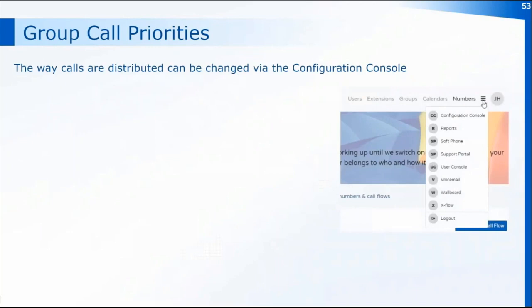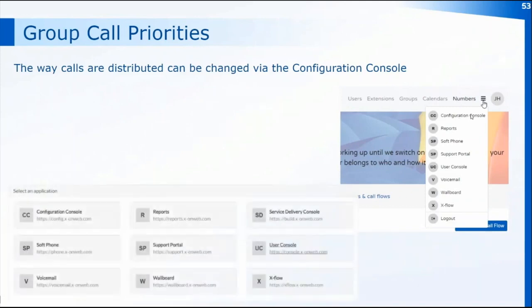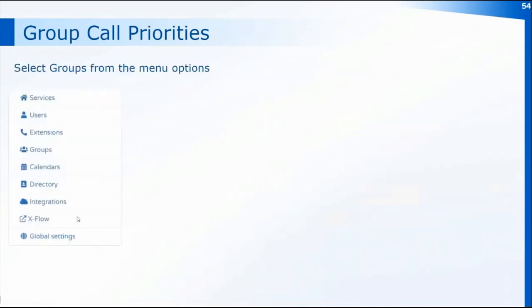So I'm going to use the menu just at the top next to my initials, and then I'm going to go straight to the configuration console from the service delivery console. You could also access that directly through the single sign-on by going back to the single sign-on tab and then clicking on configuration console. Once in the configuration console, you're going to have similar menus down the left-hand side that you do when you're in the service delivery console.